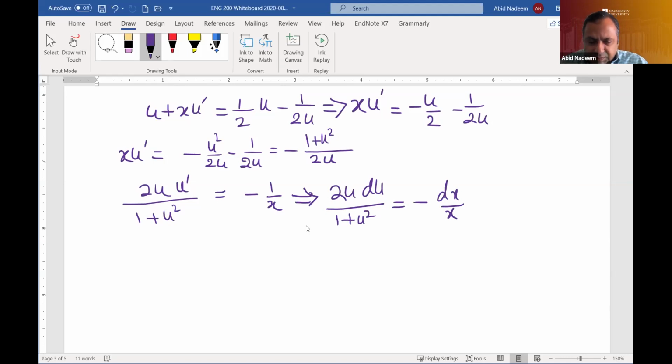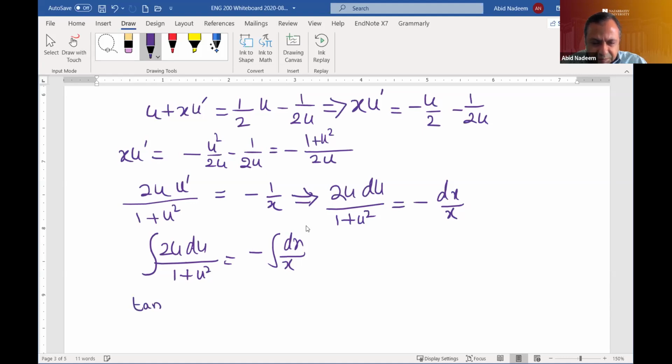So now we need to integrate it. You can see that now by this substitution, u is equal to y over x, we have converted this equation into a separable form. So we can integrate it, and for this integration we can use some further substitution.